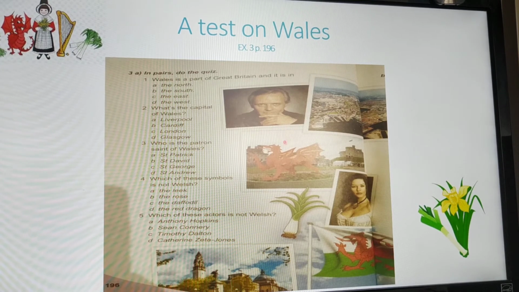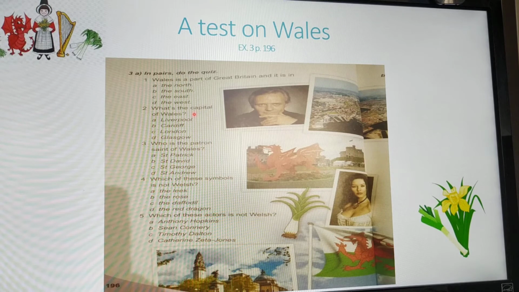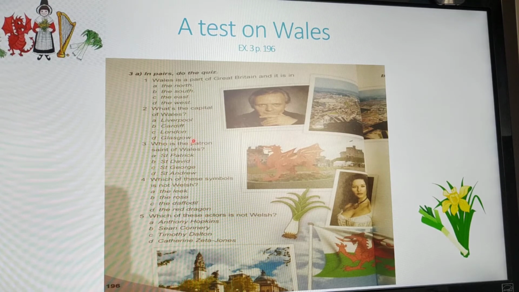Let's start. Question number 1. Wales is the capital of Great Britain and it is in A. the north, B. the south, C. the east, D. the west. Question number 2. What's the capital of Wales? A. Liverpool, B. Cardiff, C. London, D. Glasgow.